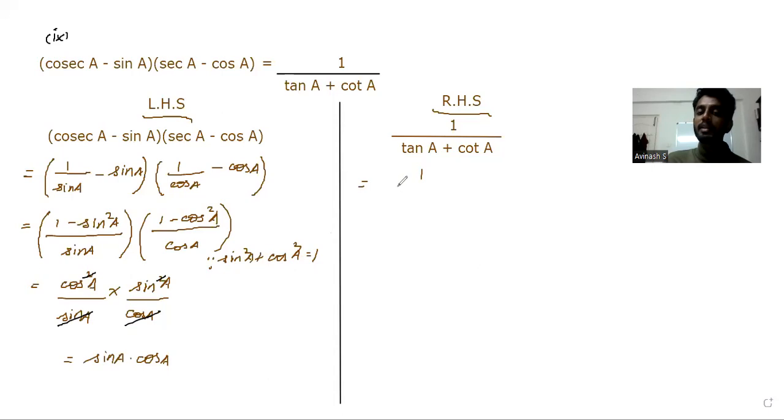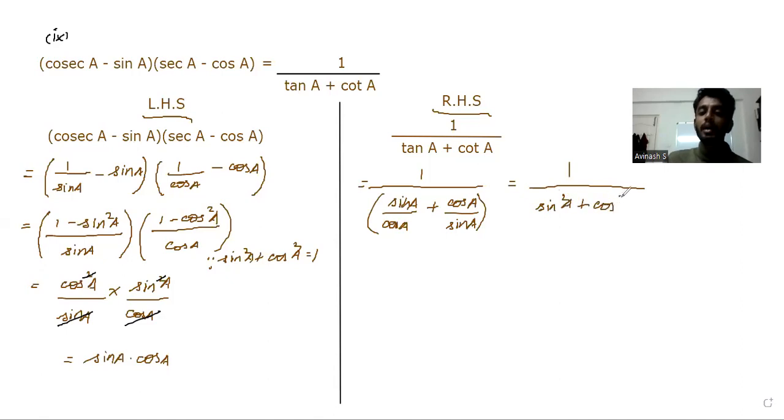In the right hand side also, we are applying the same strategy. What I'm doing here is I'm going to convert everything in terms of sin A and cos A. Only exception is that everything is in the denominator. Now tan A can be written as sin A divided by cos A. And cot A can be written as cos A divided by sin A. This is very important. And now I'm going to take LCM in the denominator. So when I take LCM in the denominator, I'm getting sin square A plus cos square A divided by sin A cos A. This is what I'm getting.